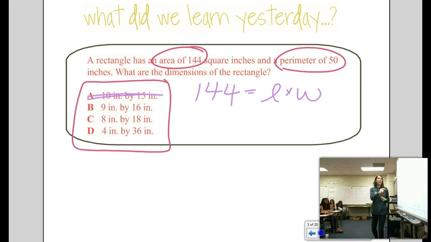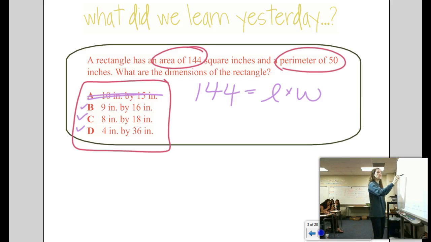It's that one. Well, wait. Did you keep going? How do we keep going? Because we also know the perimeter. There might be two things that multiply to get 144. 8 by 18, and 4 by 36. So we've only eliminated one answer choice. These are all possible. So now we need to have a perimeter of 50.